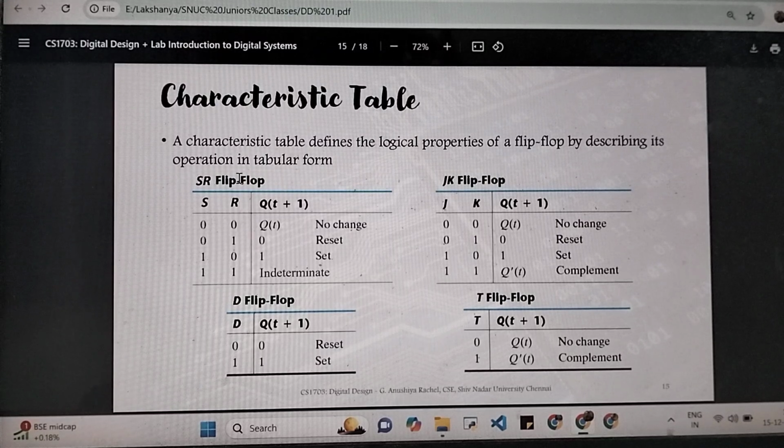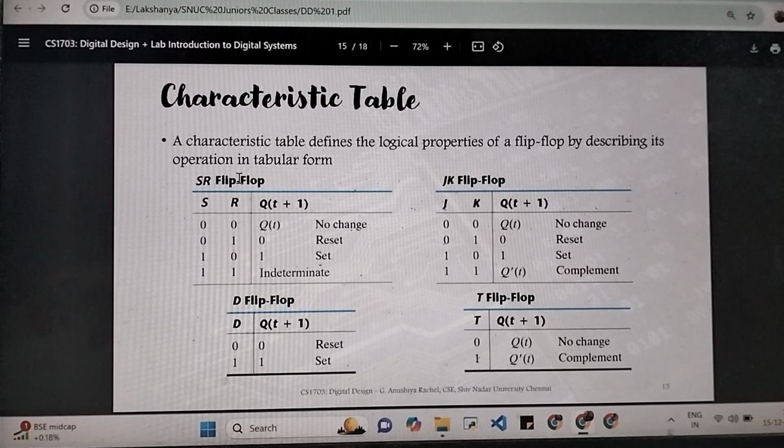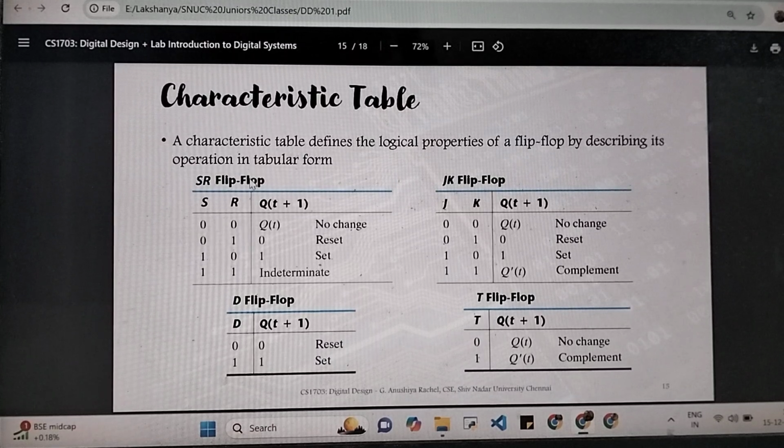We'll see. So the function table we already saw. It explores the different input combinations and what the next state would be, and it defines the next state generally in terms of zeros and ones. The characteristic table again takes the input combinations and gives you the next state in terms of the previous state. So we will look at this and understand.